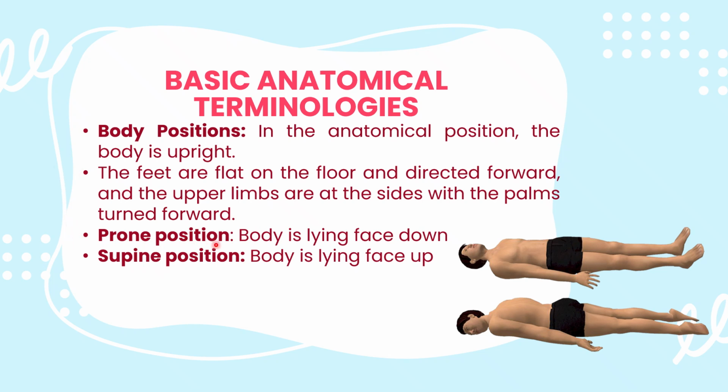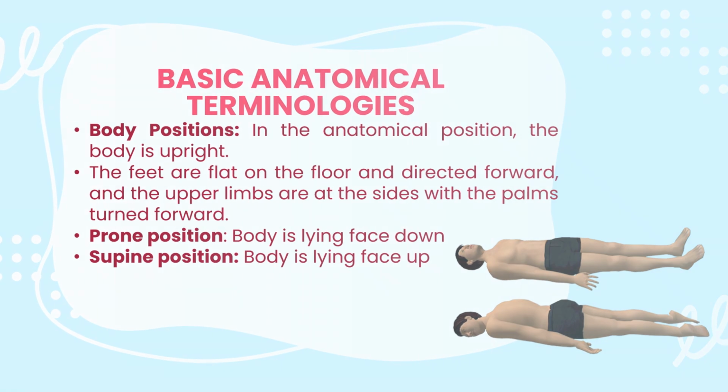Basically, there are two positions, the prone position and the supine position. Prone position means the body is lying face down. So here you can say this is the prone position where the body is lying and the face is downside. Next, the supine position means the body is lying face up. So this is the supine position where the body is lying and the face is at upside position.